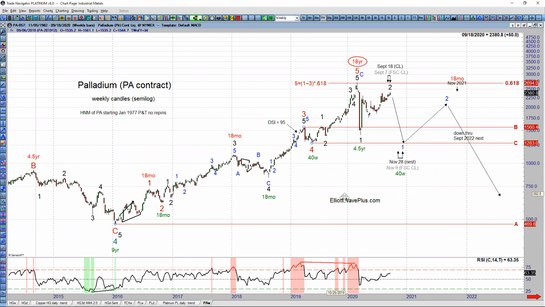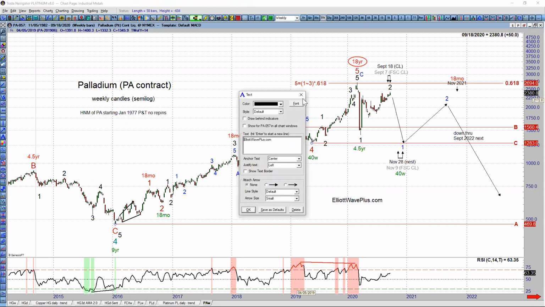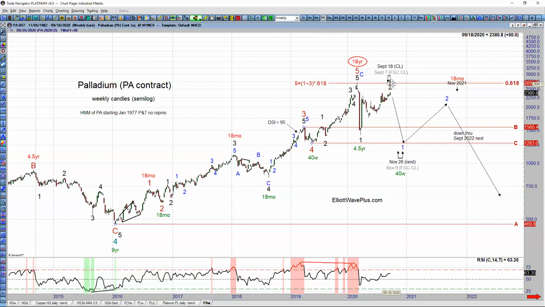A quick look at Palladium, since I landed on it when I got here. The two different cycle tools are in agreement. They were expecting a top in Palladium about now and a move down into mid to late November next. The Hurst cycle analysis is still calling this high back here an 18-year cycle peak.